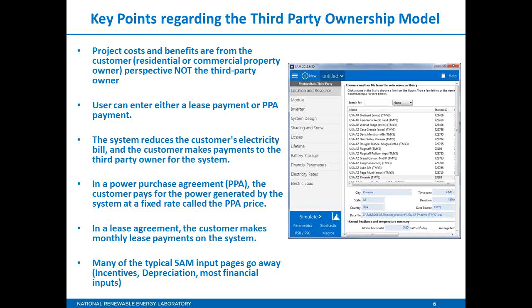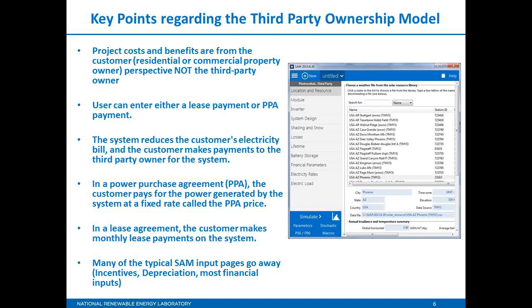The PV system reduces the customer's electricity bill, and the customer then makes payments to the third-party owner for the system, and that's in a lease in both cases. And in a power purchase agreement specifically, the customer pays for the power generated by the system at a fixed rate called a PPA price, fixed for that year. It can go up in subsequent years.